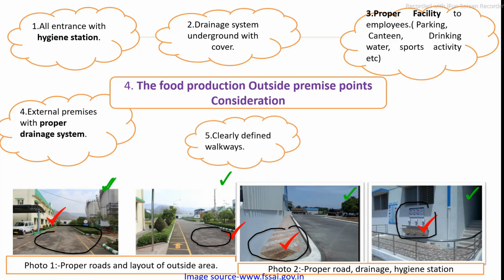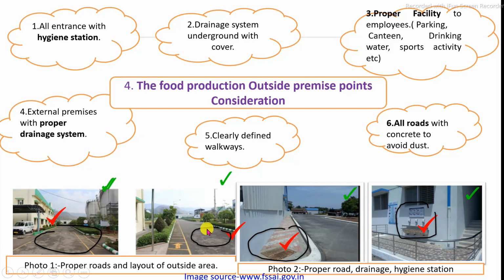Then clearly defined walkways, proper concrete roads, and properly marked walkways with specific display boards, and also the roads provided with the specific direction of the flow. Then proper drainage systems and gardening; these are the minimum requirements.